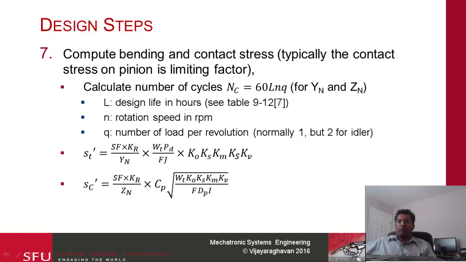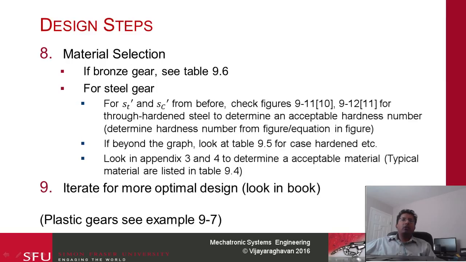So once you have these two numbers, we'll look for a material that satisfies these properties. If it's a bronze gear, we'd refer to table 9.6. For steel gears, for ST prime and SC prime, we're going to check figures 9.11, 9.12 for through hardened. And then if it's not possible, we'll either need to choose a lower value of PD. So keep in mind that if you choose a lower value of PD, your gear becomes stronger or bigger. Otherwise, we can look at case hardening and other things.